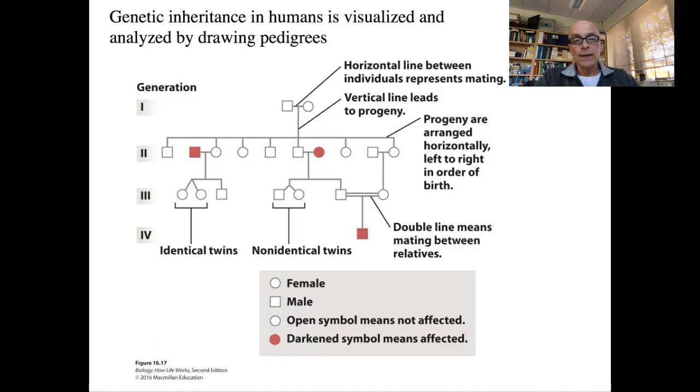Okay, so let's spend a few more minutes on inheritance in humans. We'll spend quite a few more minutes later on, but not today. But I wanted to touch on how genetic inheritance is analyzed in humans. So Mendel used peas, and he used pure breeding individuals, and he crossed them together, and he said, well, what is the offspring? What does the offspring look like?